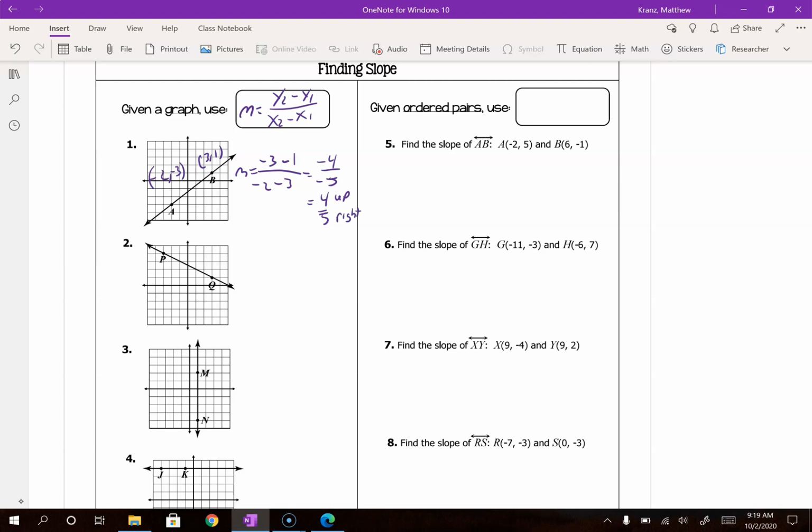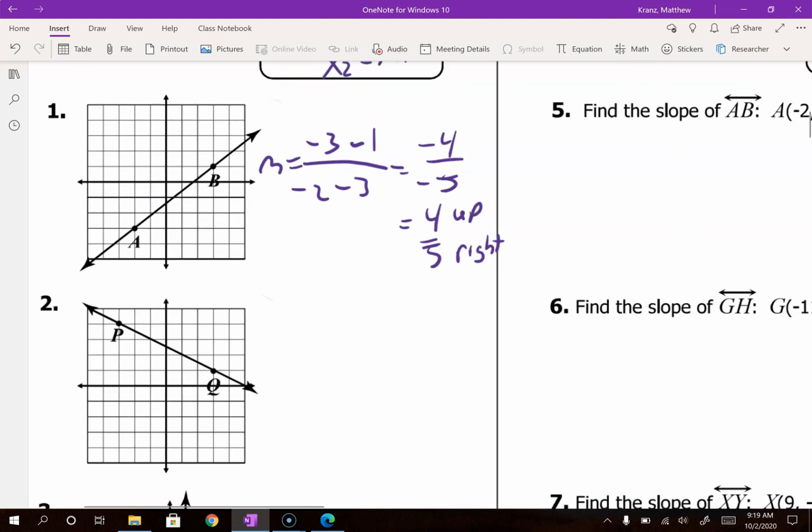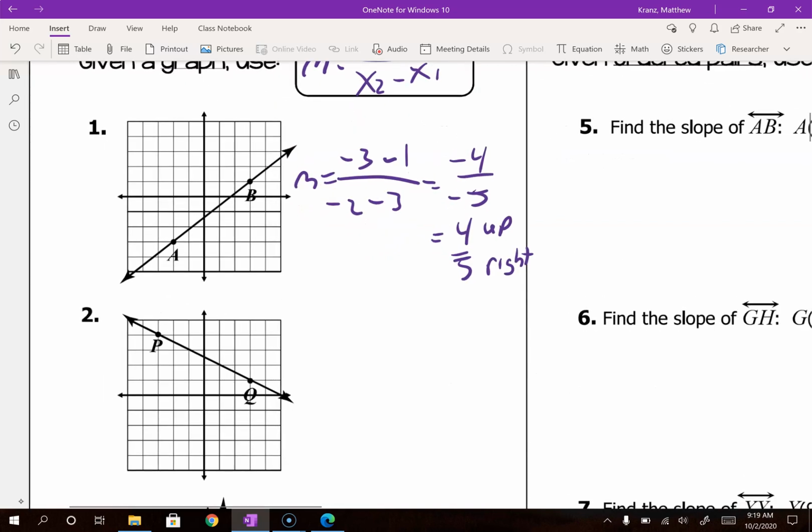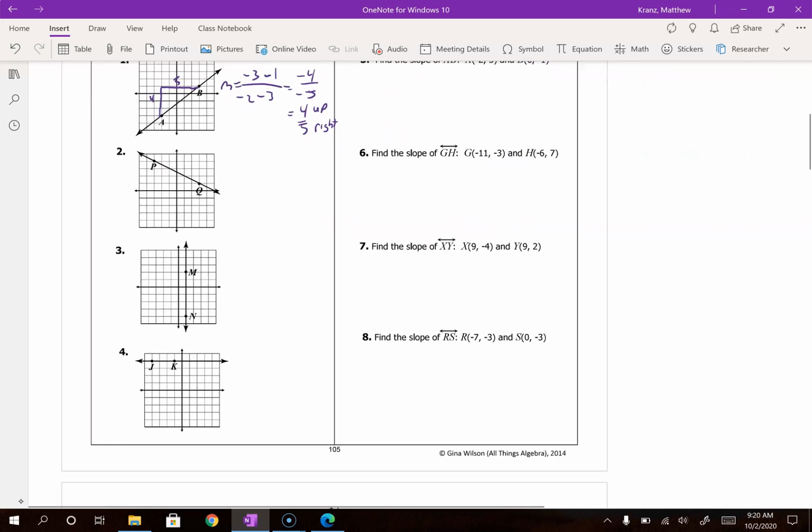So that means if I were to zoom in on this, if I go 4 up, 1, 2, 3, 4, and 5 to the right, 1, 2, 3, 4, 5. So 4 up and 5 to the right, that's my slope. All right, let's try number 2.